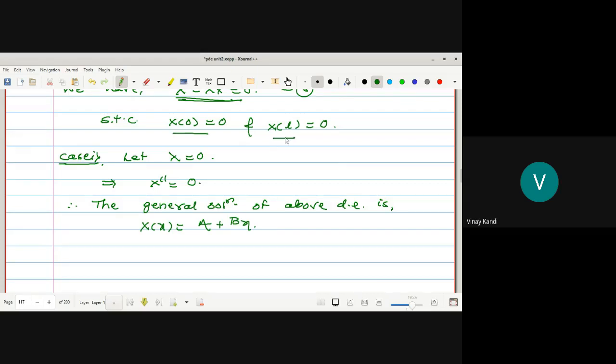Okay, now using these boundary conditions, we have to find the values of the constants A and B. Okay, now to determine the values of A and B, we use boundary conditions.